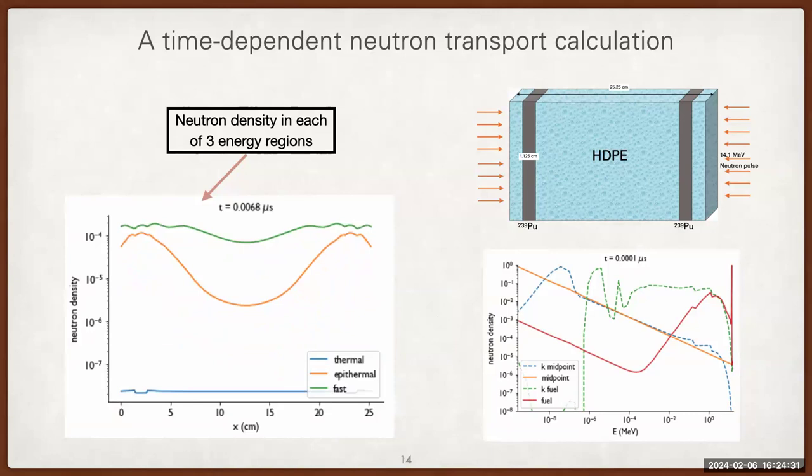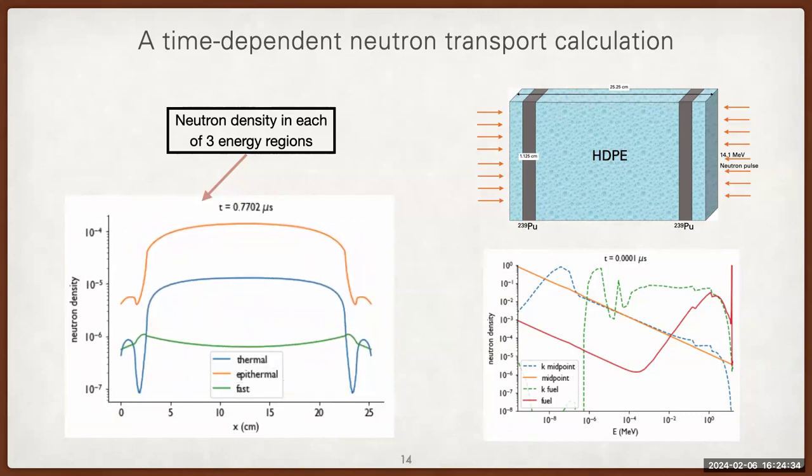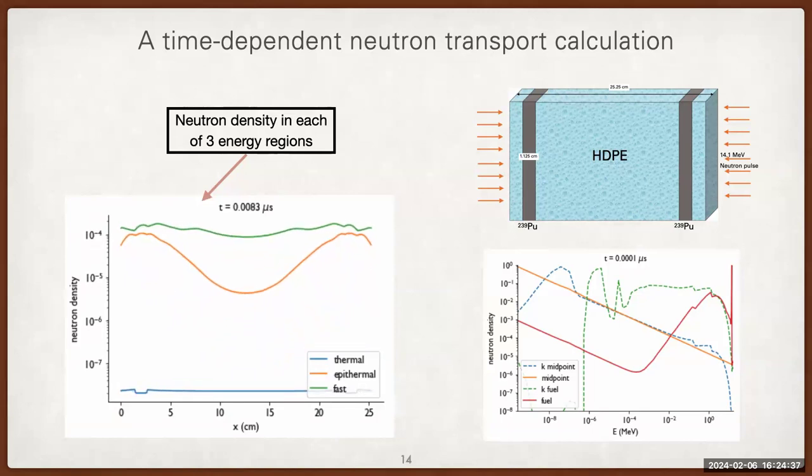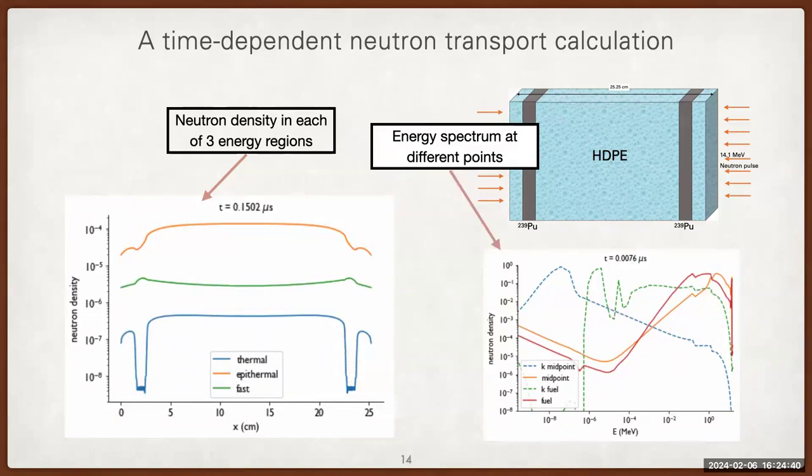This next figure we're going to look at shows, at the midpoint of the block and inside of the fuel, what is the energy spectrum of neutrons. So in this video, the orange is the midpoint, and then the red is inside of the fuel. And these dashed lines are what the spectrum looks like through the k eigenvalue solution of this problem, the fundamental mode net multiplication factor analysis. And what we see is that inside the middle of the block there are a lot of slow neutrons in the sub-eV range.